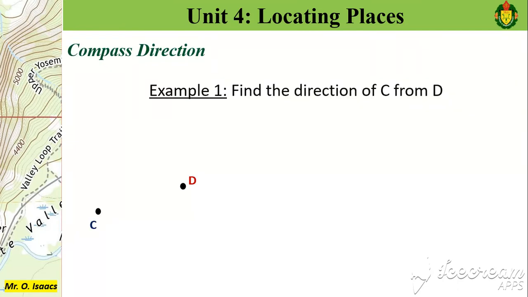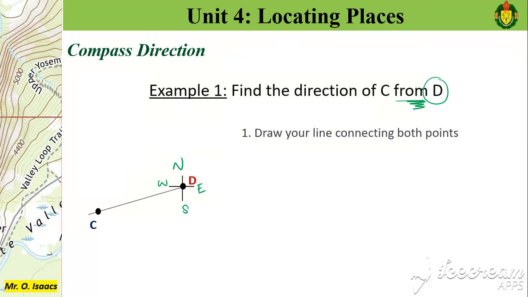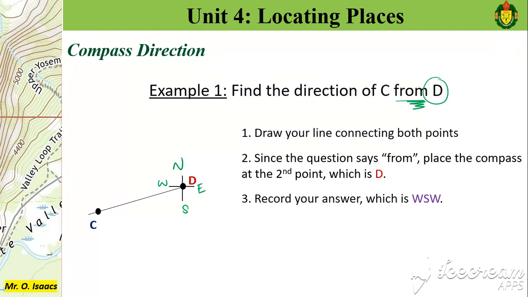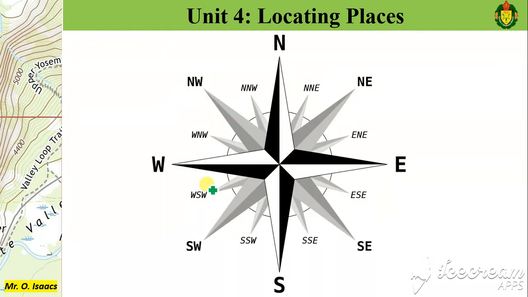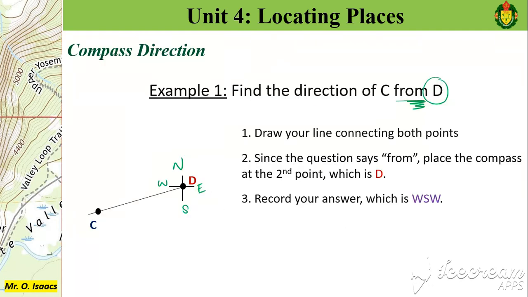Another example, find the direction of C from D. So we identify the 2 points there. We draw our line to connect both. And of course it says from D, so we're going to put the compass at the second point, which will be D. And if we look at the compass now, we see north, west, south, and east. So it's just below west. So in this case, our direction would be west-south-west. And if you look here, the line is just below west. So in that case, our answer is correct.